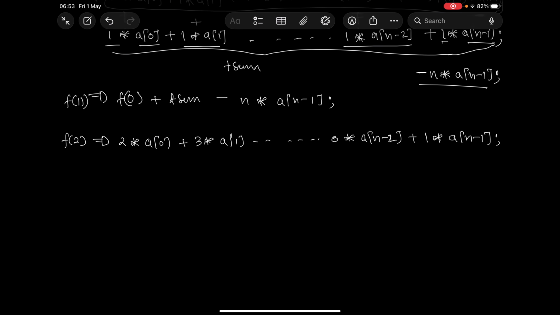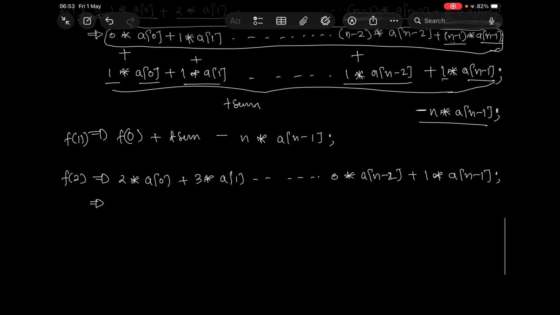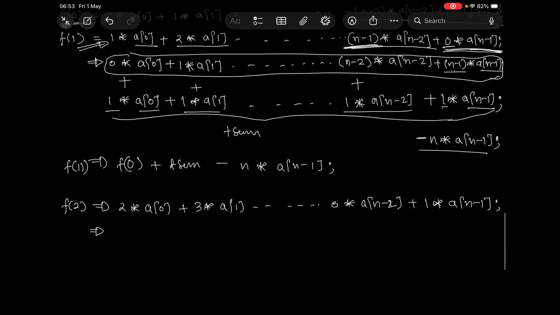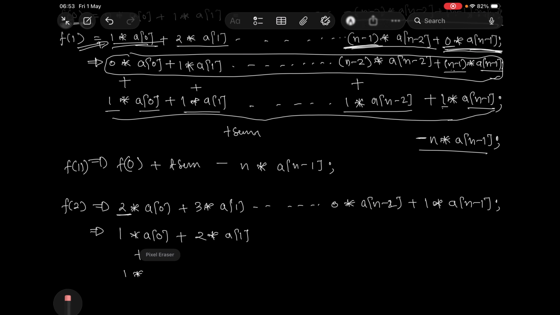Now the same thing we will do. We will write this in terms of what we already know, that is f of 1. So f of 1, if you see, is these values here. We will write it as 1 into array of 0 plus 2 into array of 1. But what is extra? We will write that down here: 1 times a of 0 is extra, which we are not adding above, so it is a of 0 plus 1 times a of 1.